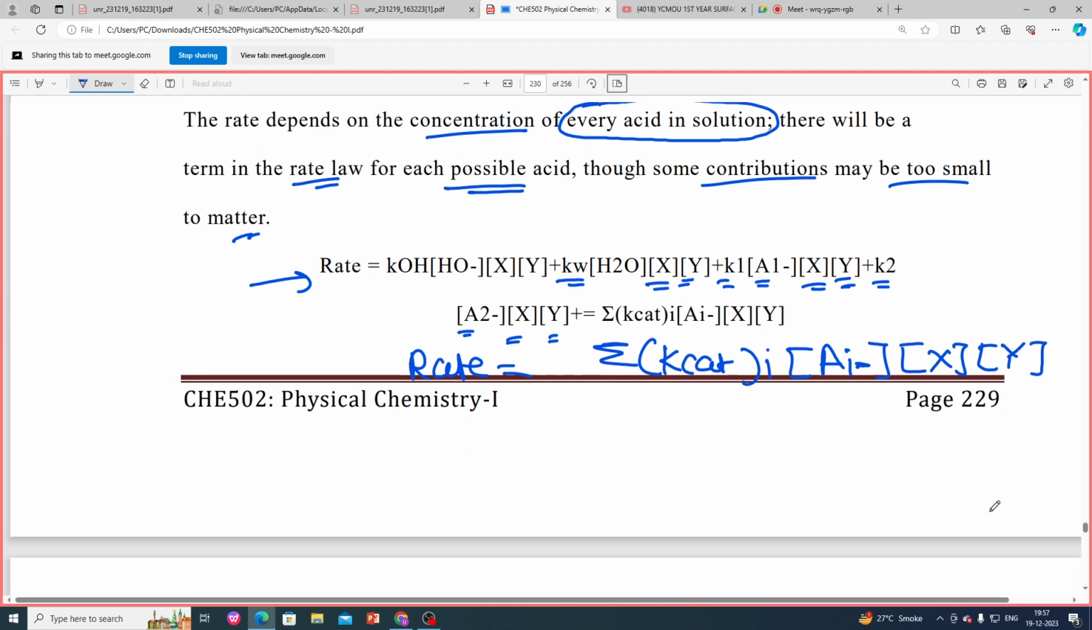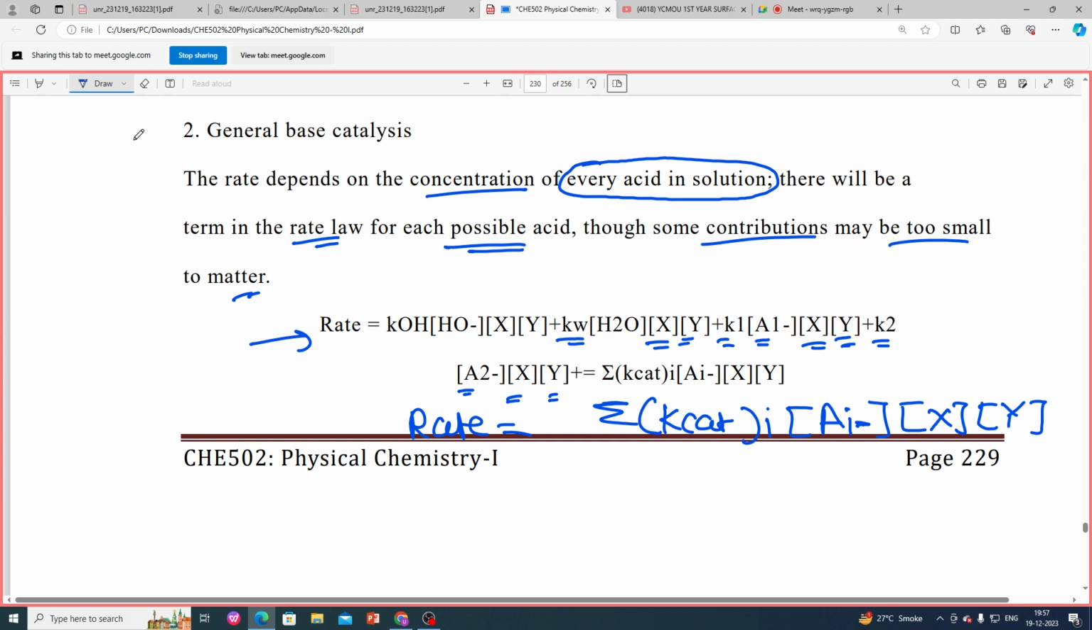So we can write the general rate for general base catalysis: the rate is equal to summation of k cat, catalysis, i means the number of species involved, Ai being each base involved, times concentration of X and concentration of Y.